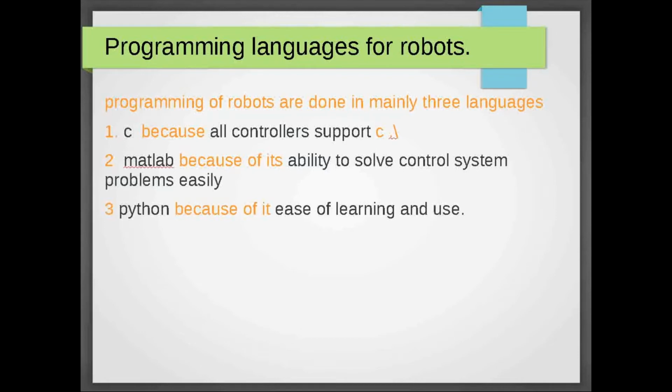Number 2, MATLAB, because of its ability to solve control system problems easily. Mostly all industrial robots are designed using MATLAB. I said mostly because not all of them, most of them. Number 3, Python, because of its ease of learning and use, and also because of its wide applicability.